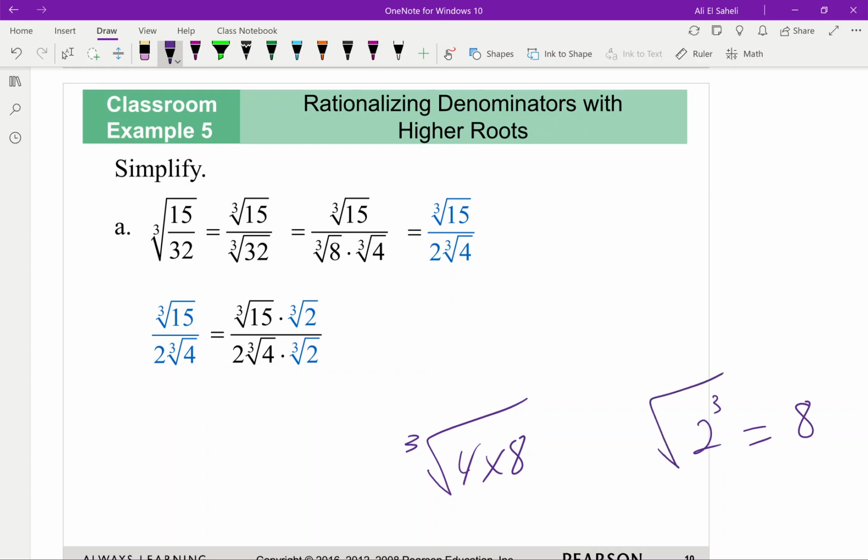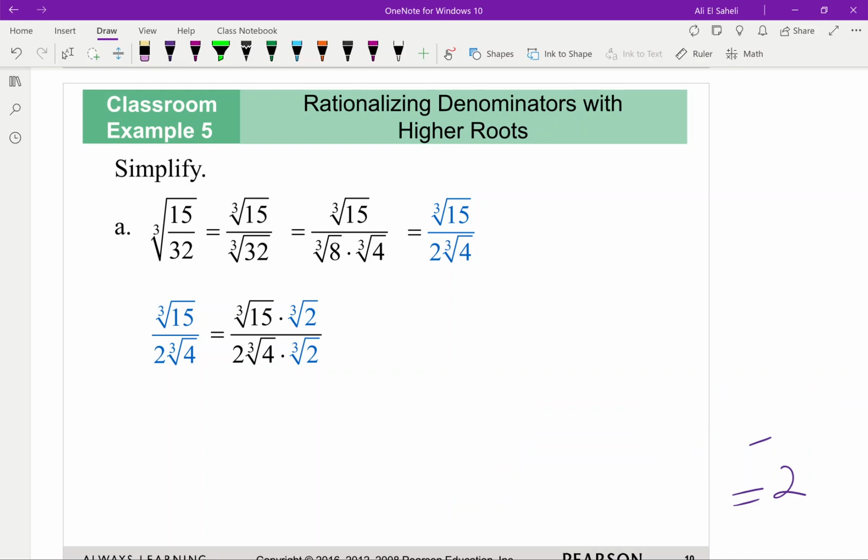So cubic root of 8 equals 2. Okay, so we need the 8. So this becomes 2. Okay, the cubic root of 15 stays the same. Now we need to get rid of this. Rationalizing means get rid of that.